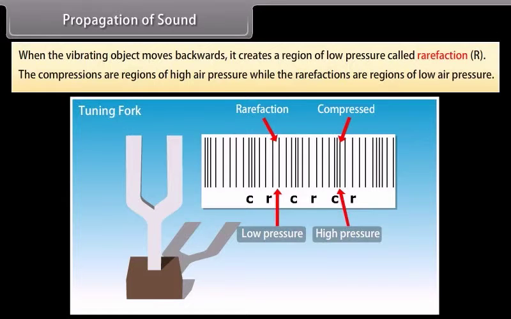Look at this image. It shows a sound wave created by a tuning fork and propagated through the air in an open tube. These are the regions of compression and these are the regions of rarefaction.